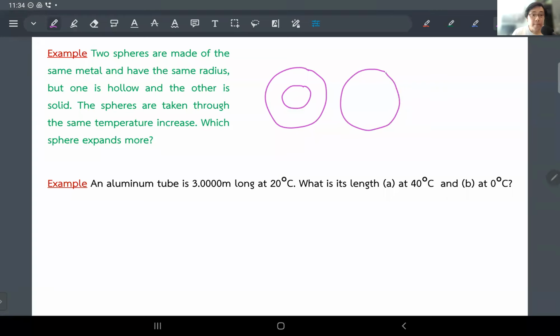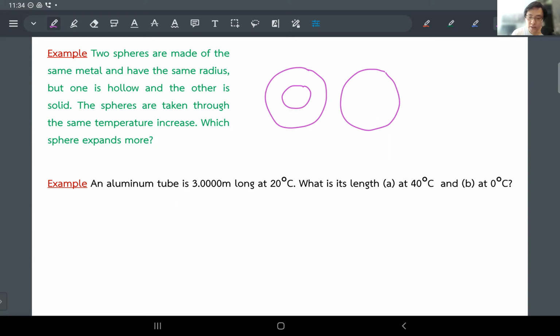Okay. The spheres are taken through the same temperature increase. Which sphere expands more? What do you think, guys? The second one, okay, very good, very good.